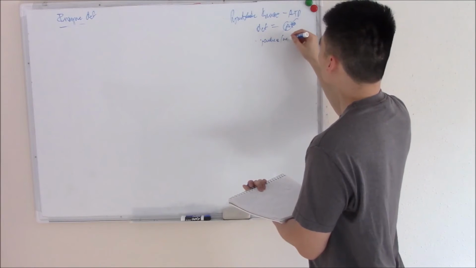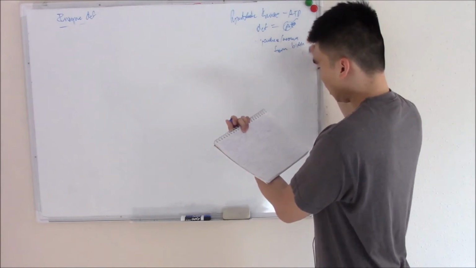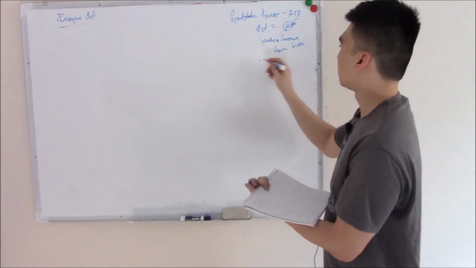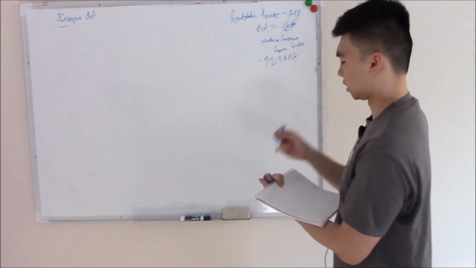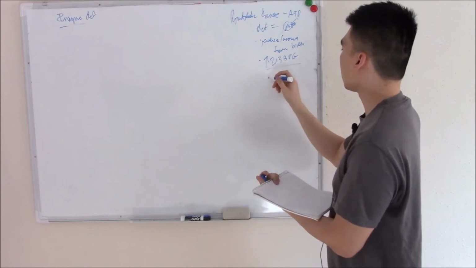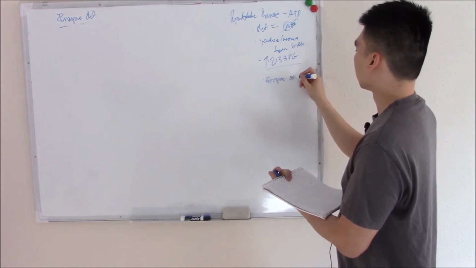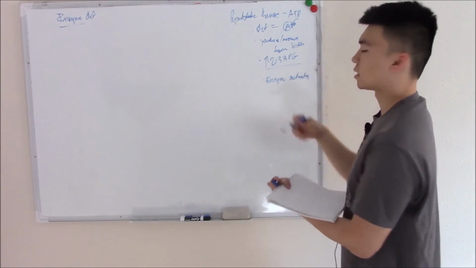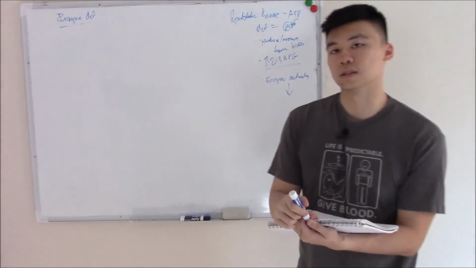Jaundice, anemia from birth. If you're still unsure, you can test for things like increased 2,3 BPG, which is made in your red blood cells. That's a more specific sign. Or you can just test out the enzyme activity outright. And because you're deficient in the enzyme, activity will be decreased. Those are more specific signs.